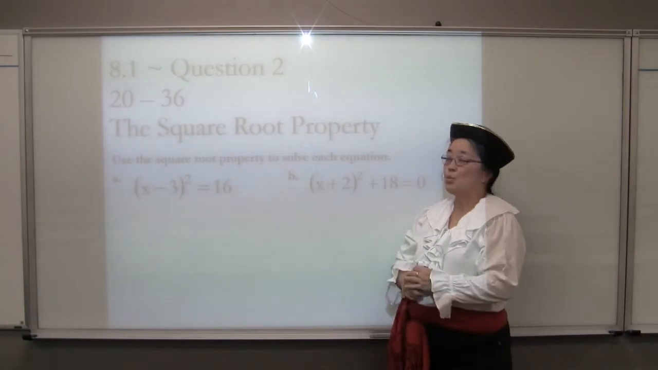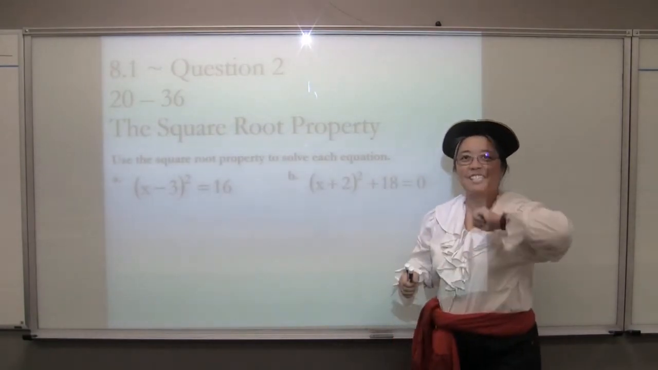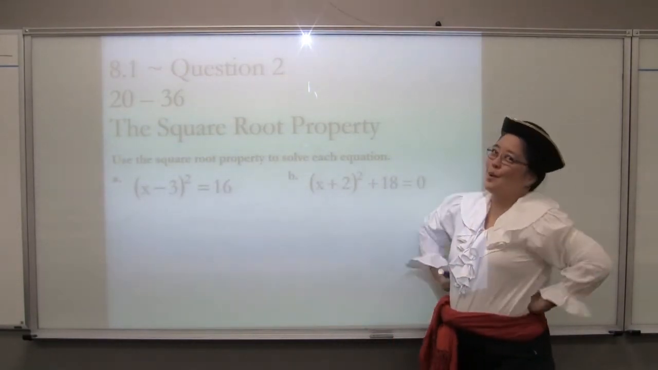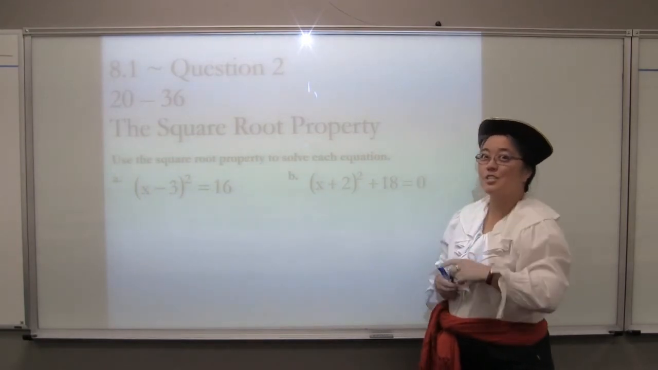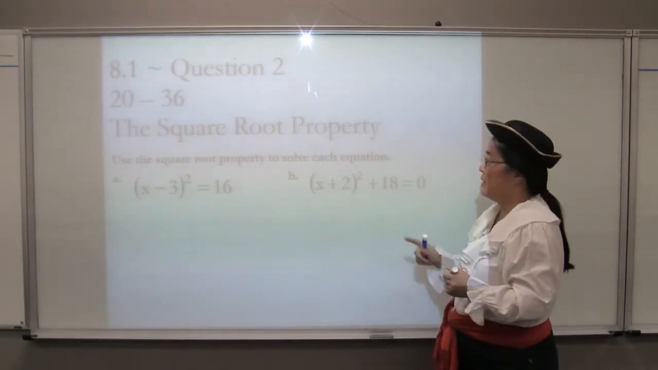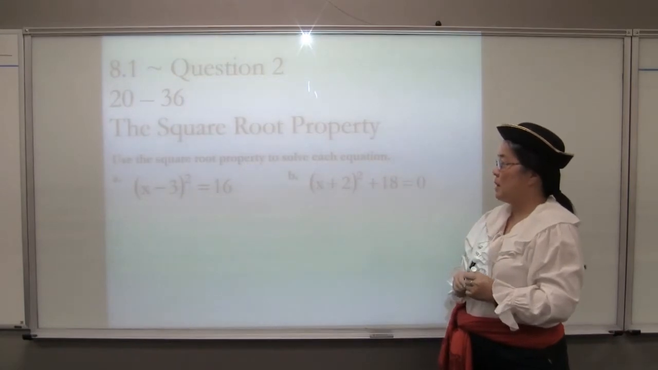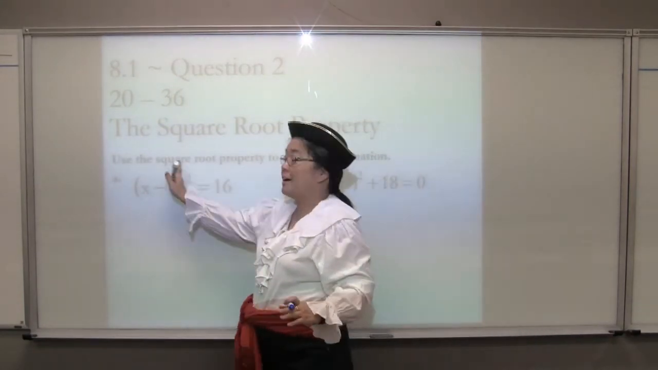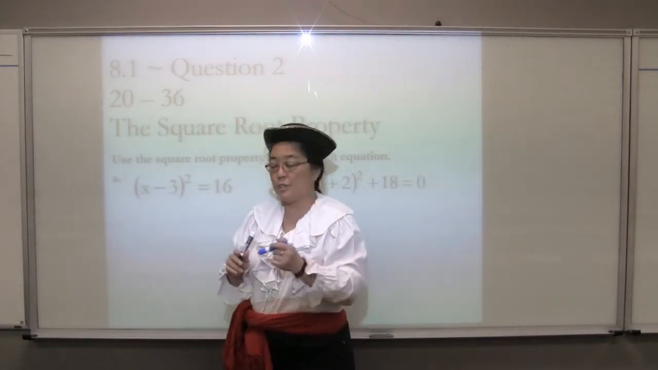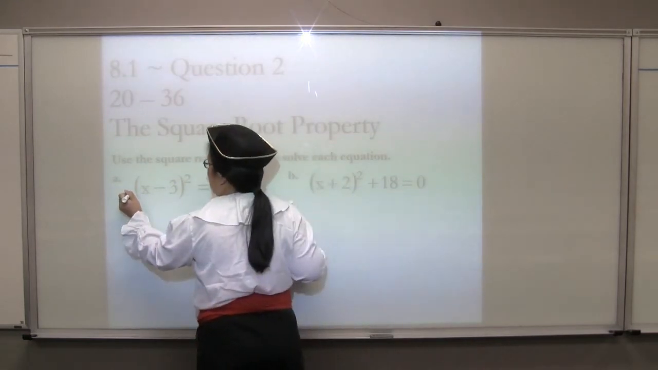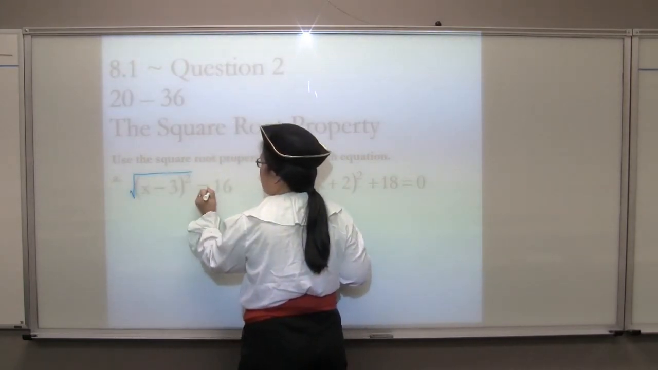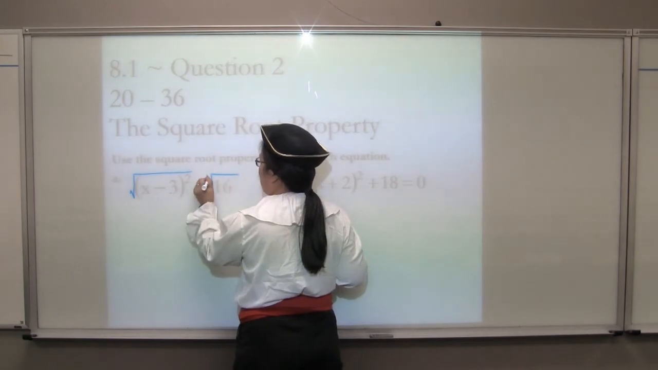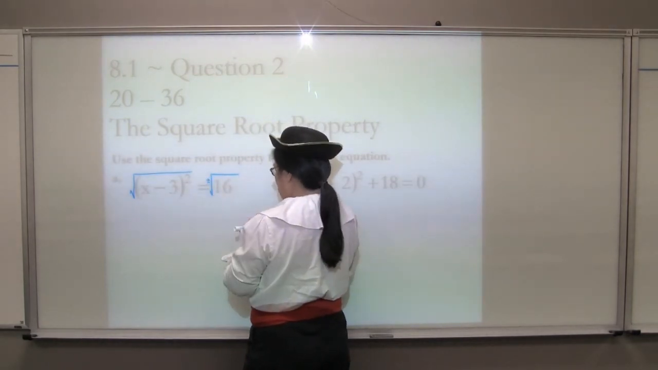Chapter 8, Section 1, Question 2. It's the square root property again. We're going to keep using this for much of this chapter. So here we go. Use the square root property to solve each equation. Notice that we have isolated the squared term, so we will then square root both sides of the equation, and on the non-variable side, we have to put in our little plus minus.